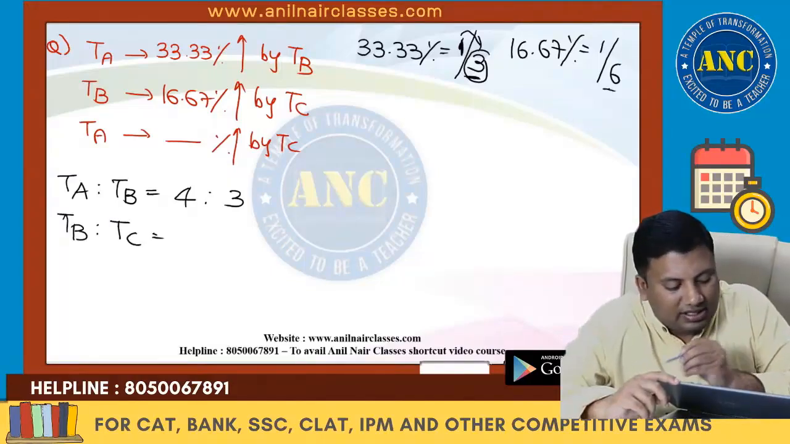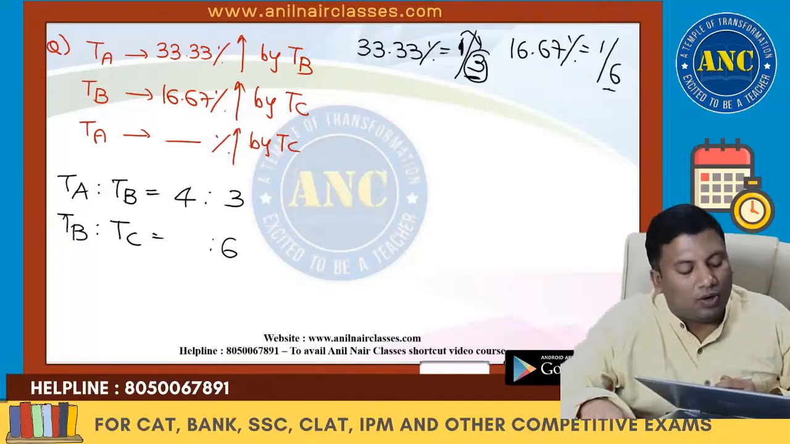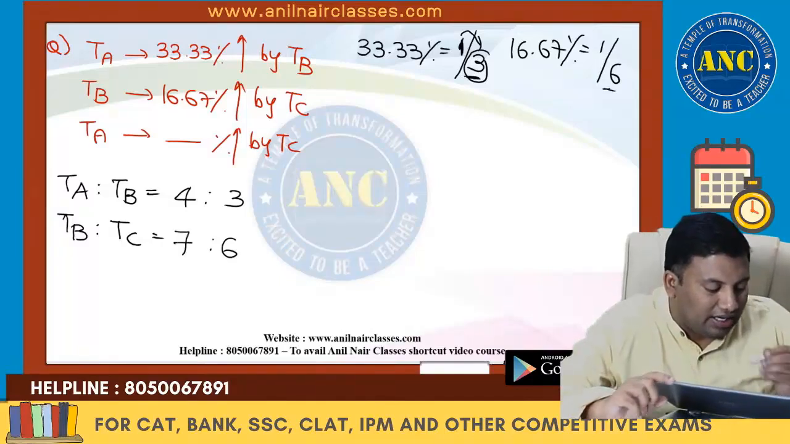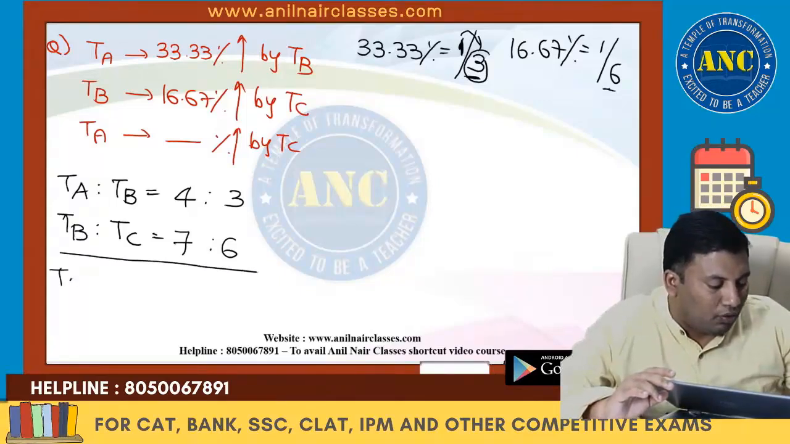16.67 is 1/6. C is taking 6 days. B will take 1 day more than 6, it is nothing but 7. So if I take the compound ratio, TA is to TB is to TC.